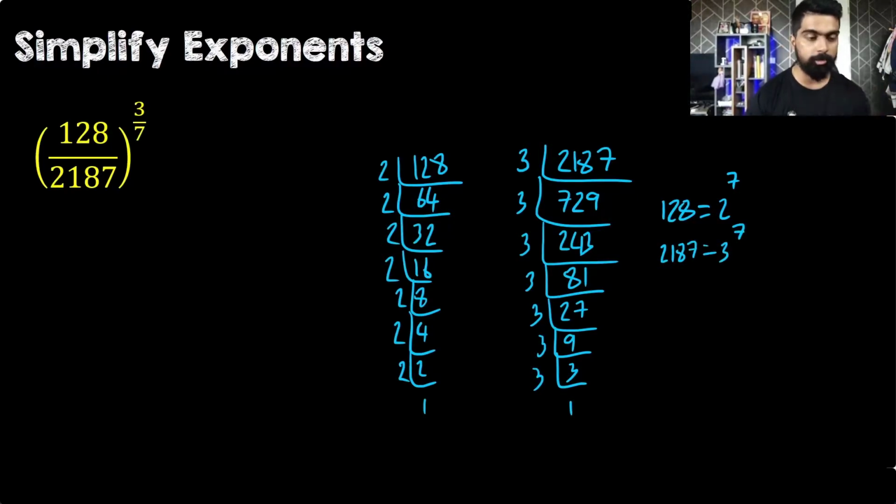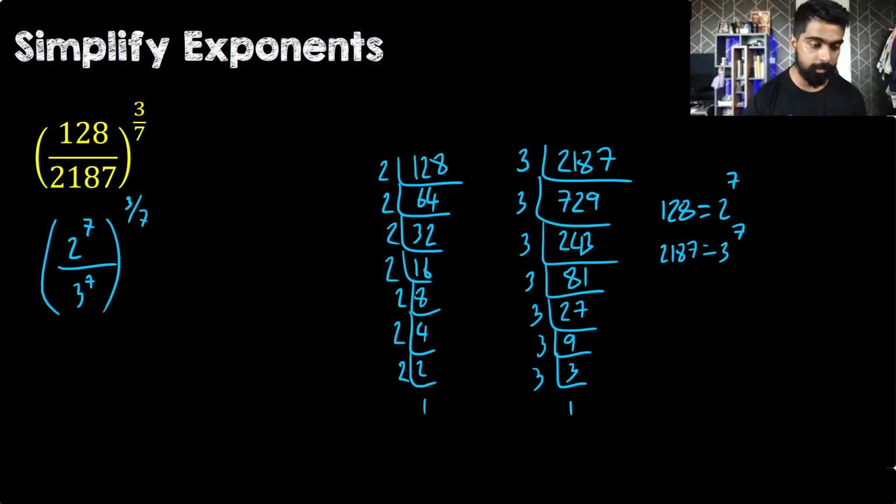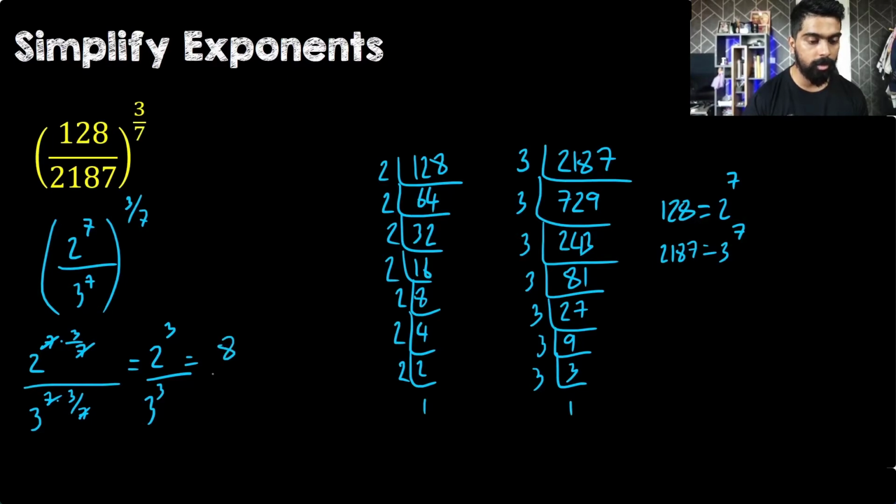Now we are going to substitute that right here. So what do we have here? 2 to the power of 7 over 3 to the power of 7, and all of this raised to the power of 3 over 7, right guys? Now similarly to the last question, we are going to break the brackets now. So we have 2 to the power of 7 times 3 over 7, over 3 to the power of 7 times 3 over 7, right guys? And in this case 7 and 7 will simplify, 7 and 7 will also simplify. So we have 2 to the power of 3 over 3 to the power of 3, which is equal to 8 over 27, and that would be our final answer, boys and girls.